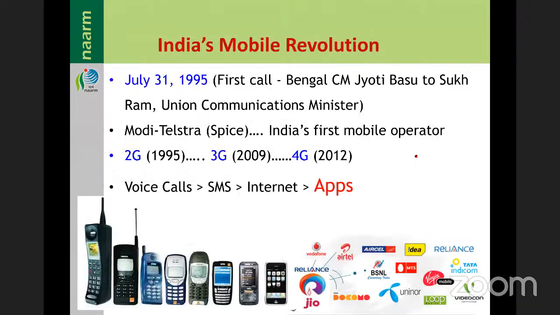Mobile apps. So here, India's mobile revolution. When did mobile come? July 31, 1990, the first call was between West Bengal Chief Minister Jyoti Basu and Sukh Ram, the Union Communications Minister. Modi Telstra, Spice, were India's first mobile operators. 2G in 1995, 3G in 2008, 4G in 2012. Now we are going to get 5G. Voice calls, SMS, internet.